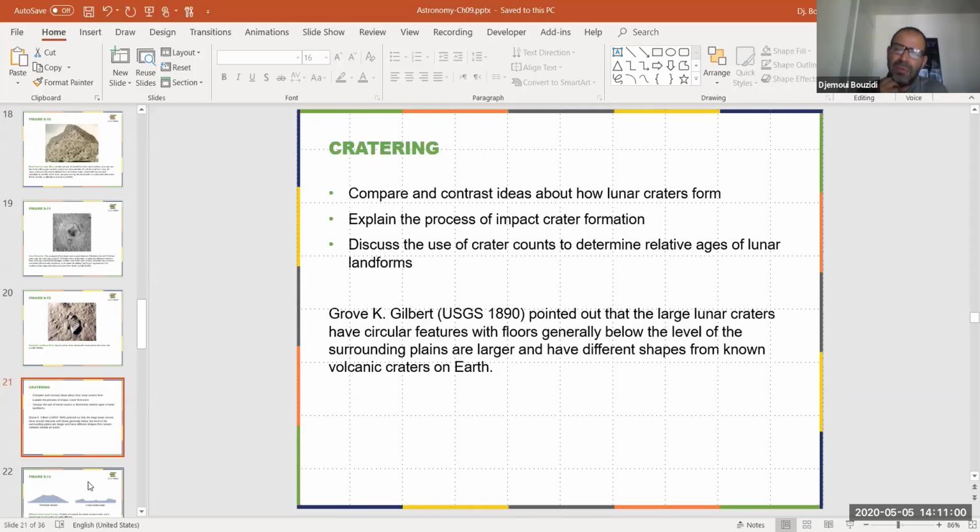It was actually Gilbert in 1890 from the USGS who suggested that maybe there is something flawed in this argument based on the mountains. They are first of all circular, and the edges of the circle are higher than both the crater itself and the outside, indicating that there is something wrong about this picture. This is not how craters are formed on Earth due to volcanoes.